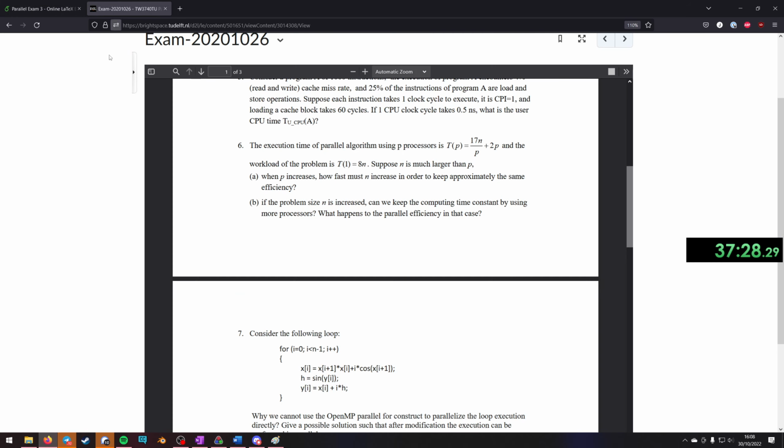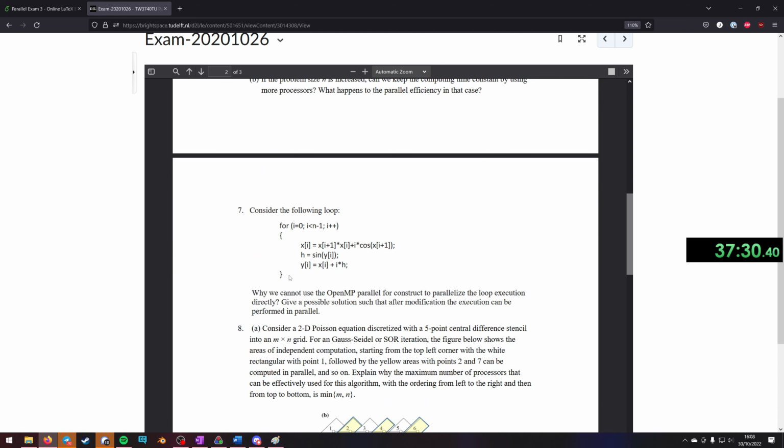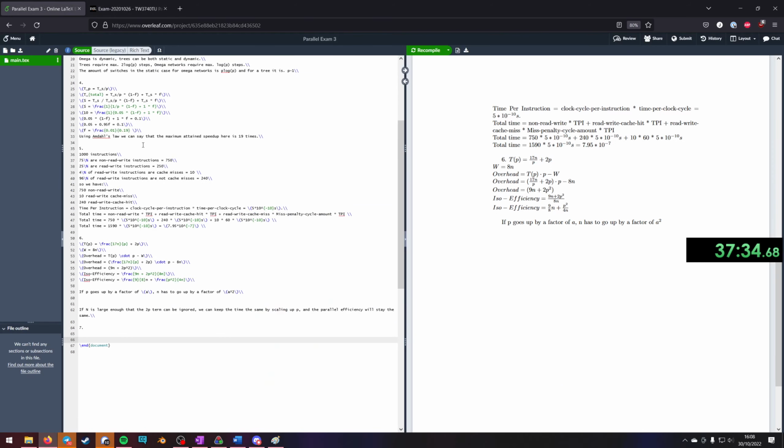Right. So, consider the following loop. Oh, lovely. We've got a data thingy. Let's go. Can we use OpenMP? That's the nice one to use at least. Let's do this properly.